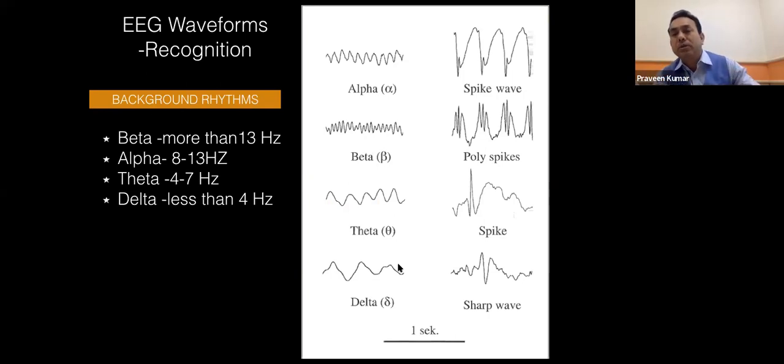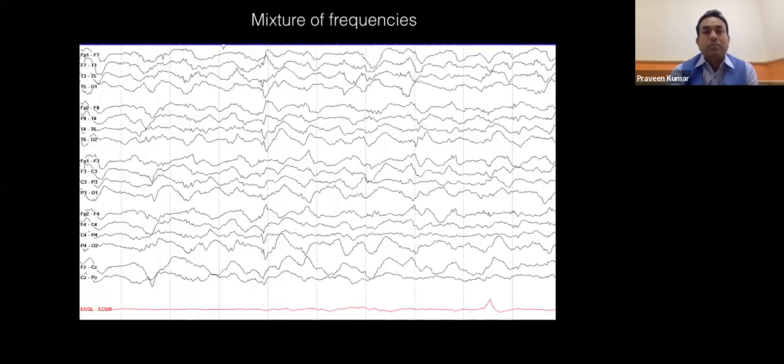These waveforms, we'll see subsequently, are seen at different locations on the scalp and in different stages of wakefulness and sleep. Alpha waves are normally seen in wakefulness, but if they are seen during sleep, that may become abnormal. Similarly, theta or delta waves are mostly seen during sleep, but if you find them during wakefulness, that may be abnormal. That is why recognizing the waves, in which range and in which state, will tell you whether it is a normal or an abnormal wave.